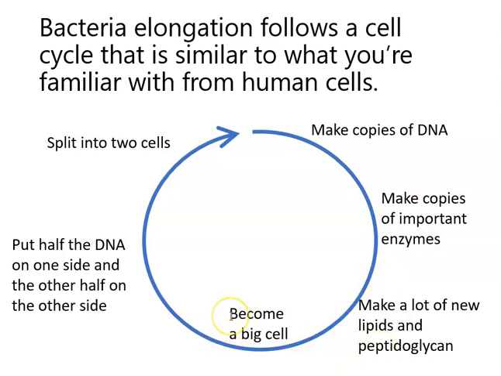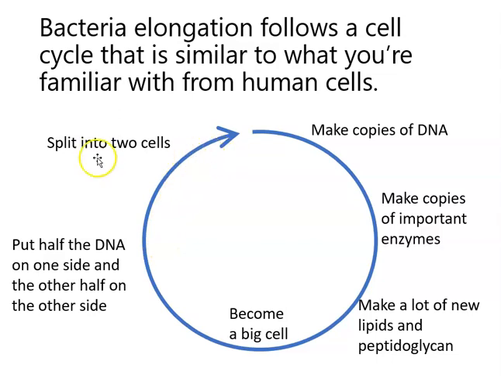The cell has to be roughly twice as big as a cell normally would be before it can put half the DNA on one side, half on the other, roughly put half the enzymes on one side, half on the other, and then split into two cells. So generally, elongation happens. The cell copies its DNA. It makes a whole lot of enzymes. It becomes bigger. It does what it needs to become a bigger cell. It elongates, and then it splits into two cells.